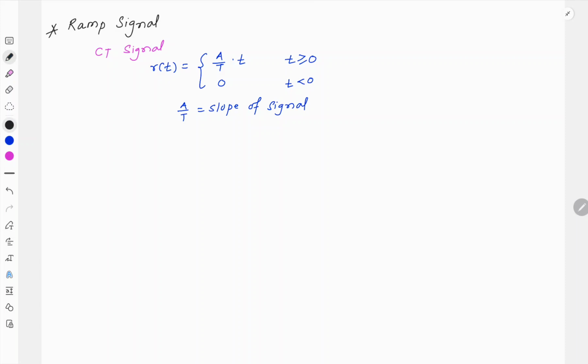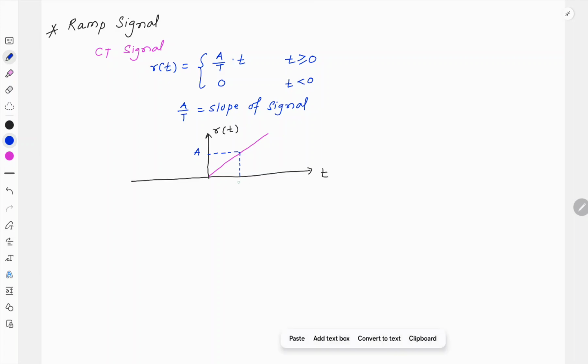And if we plot the signal, it is time on the x-axis, on the y-axis it is r(t), and this signal will be a straight line in the first quadrant. If we plot its coordinates, this signal will have amplitude A on the y-axis and its corresponding coordinate on the x-axis will be equal to T, which determines the slope of this ramp signal.